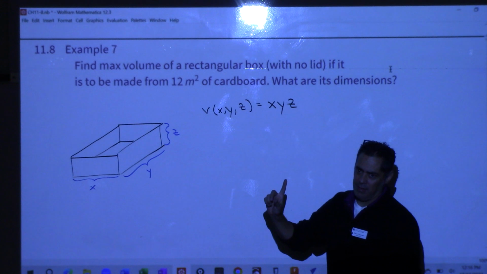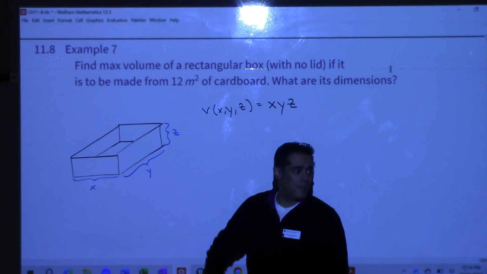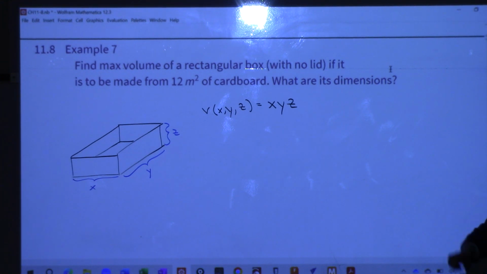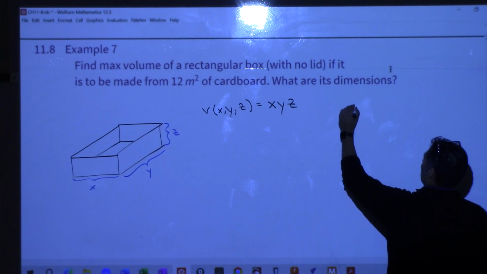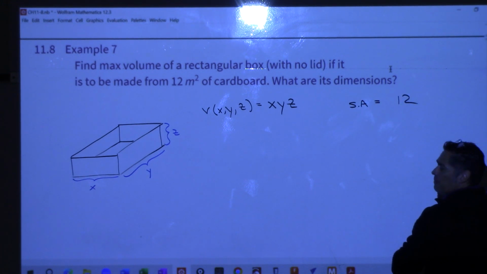But there's a constraint. What's the constraint? I can only use 12 square meters of cardboard. That's the surface area, isn't it? Tell me the surface area of this thing. I'm going to say SA for surface area. The surface area must be 12, right?